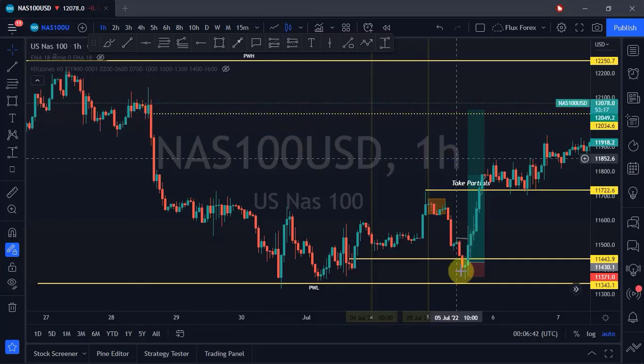Yes, so right after focusing on the buy side, and just as you can see, I took partials here. Yes, I took partials here.